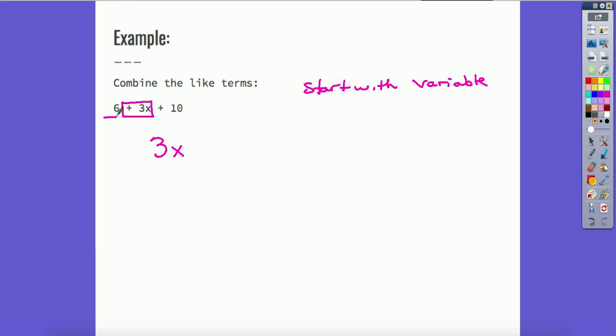Okay, now I'm looking at what's left. I've got a positive 6, and I've got plus 10. I'm just following what the signs tell me to do. I've got positive 6 plus 10, so that's going to be plus 16. And I have combined my like terms here because I've taken all the pieces that were the same and I've combined them together following the operation that it tells me to use.